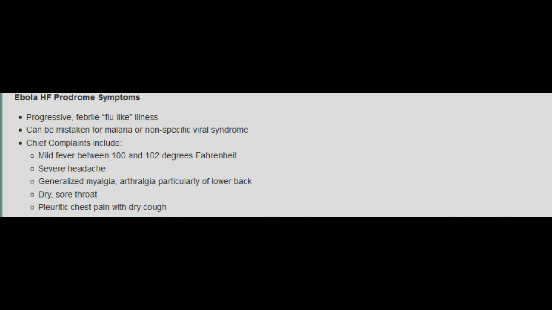Okay, progressive flu-like illness can be mistaken for malaria or other non-specific viral syndrome. Chief complaints of the patient include mild fever between 100 and 102, severe headache, general myalgia, and arthralgia, which is the joint pain, particularly of the lower back, dry sore throat, and chest pain with dry cough.